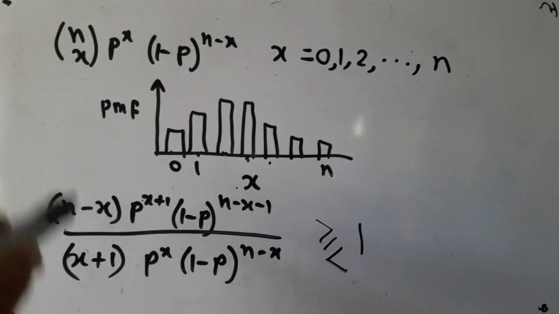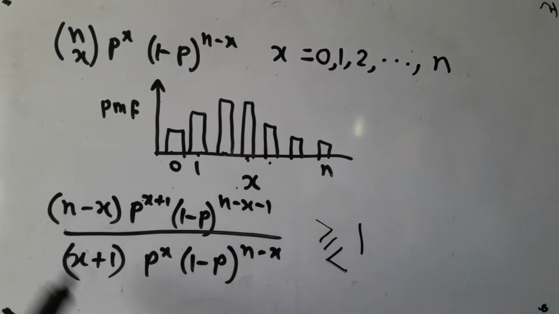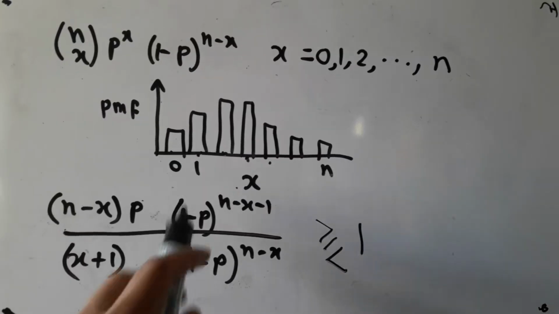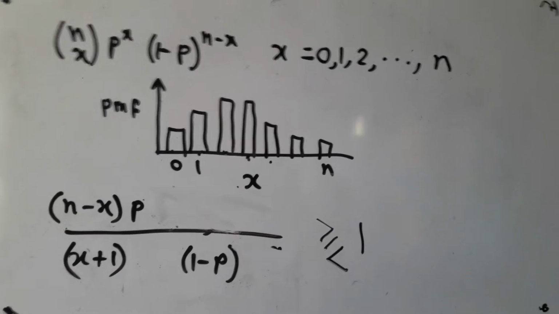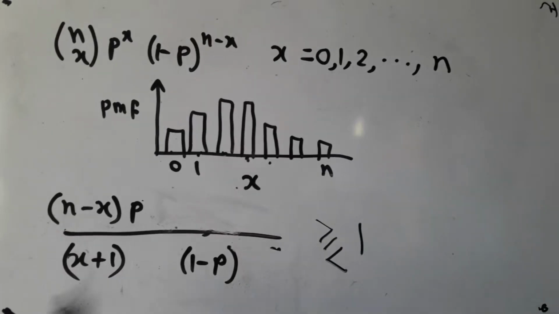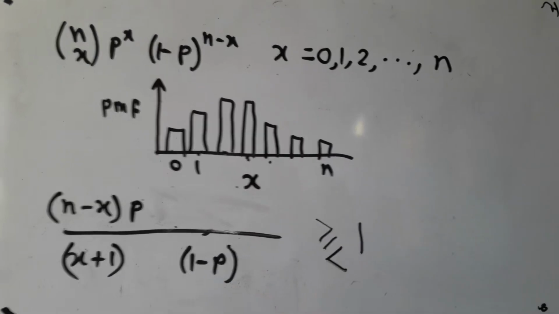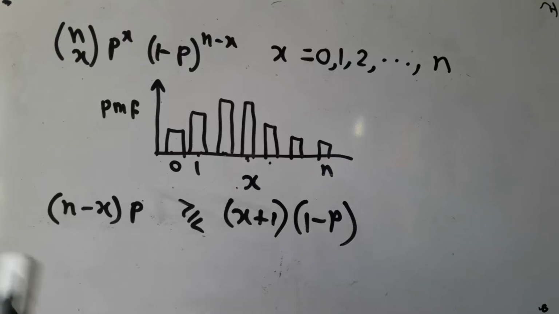When I take the ratio of the two choose terms, I will be left with this. Then I will cancel the p's, and finally I will cancel the 1 minus p's. So I am left with this, which I have to simplify. Observe that this is positive, so I can safely bring it here without disrupting the inequalities. Now I will just open the brackets and see what cancellations I get.